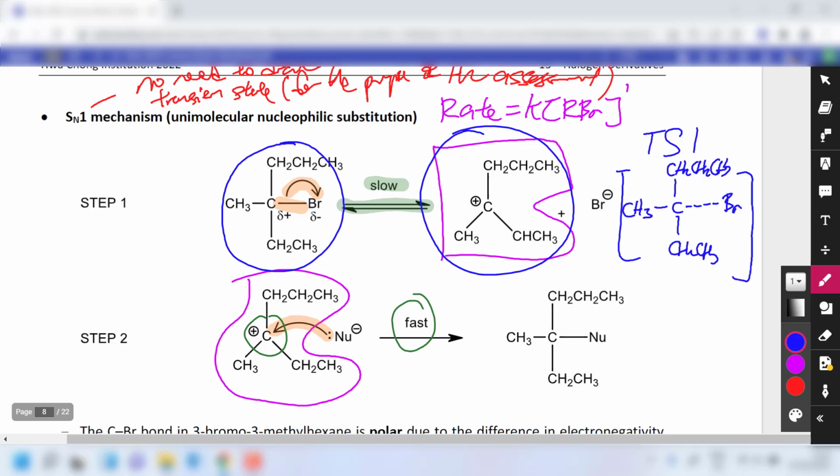And remember, a transition state you represent with a double dagger. If you don't wish to represent it with a double dagger, you can simply spell it out and call it TS1, transition state 1. It will also be good if you can put delta plus over here and delta minus here. This is more for the H3 students, and we say that as the bond breaks, the carbon develops a positive charge, and the same goes for the bromine, which develops a negative charge.